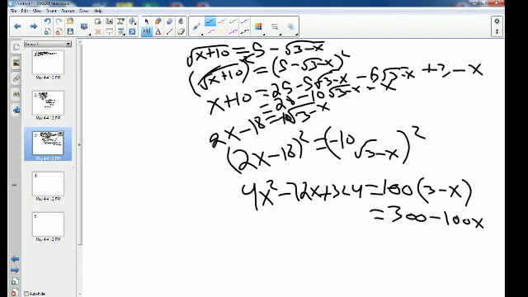Now combine any like terms you can from the right side to the left side, so move everything over. So the 4x squared remains the same because there are no other x squareds. You add the 100x and get 28x, and you subtract the 300 and get 24. Positive 24.